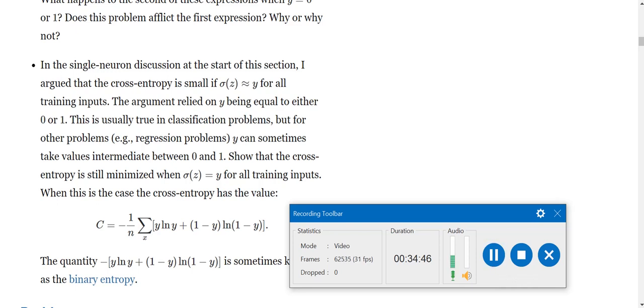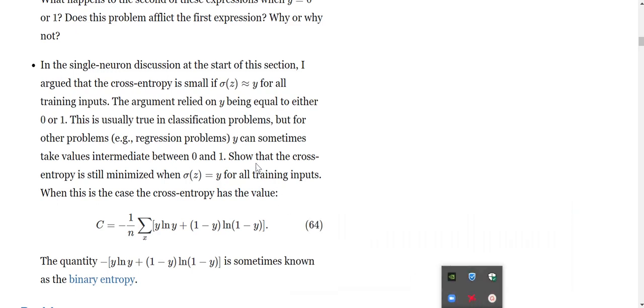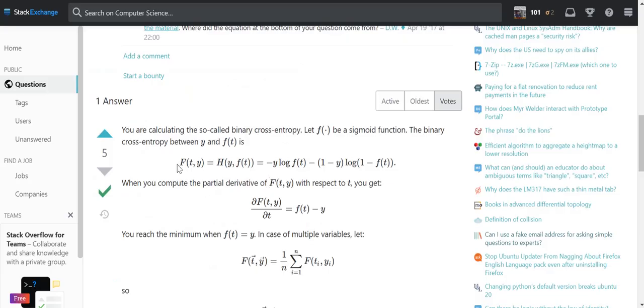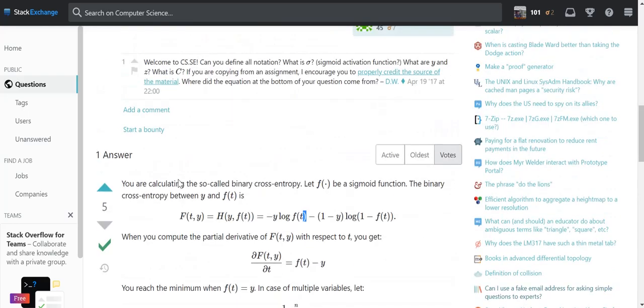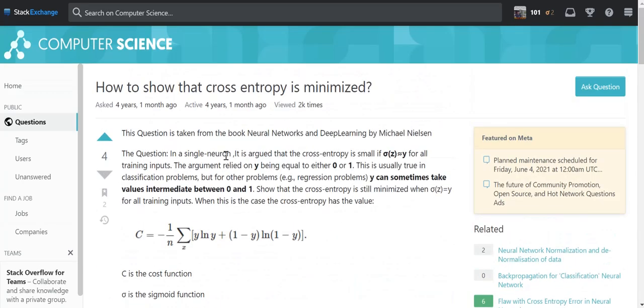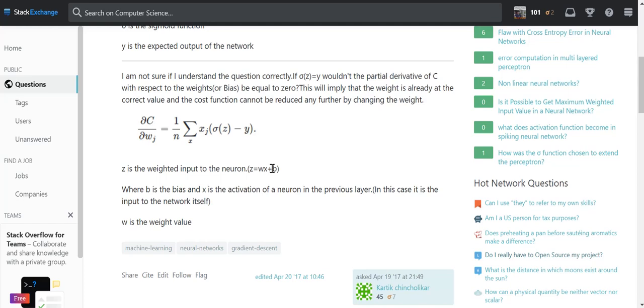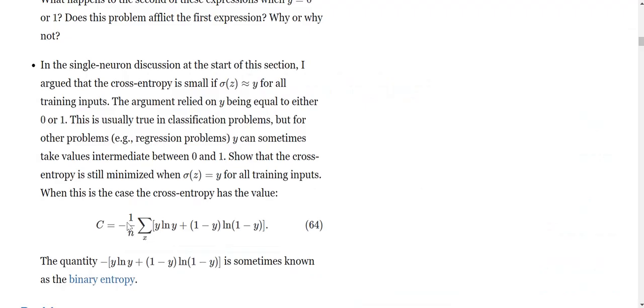Yep, right, I'm back and I just confirmed the solution. So it is exactly as I was saying. When you take this expression, this is the expression which we're dealing with, and when you take the derivative, you'll get f of t minus y. And so to minimize it, f of t would be y, and so we'll get minus y ln y minus 1 minus y ln 1 minus y. So you can check out the answer here. It's on CS Stack Exchange, and I'll share the link probably.